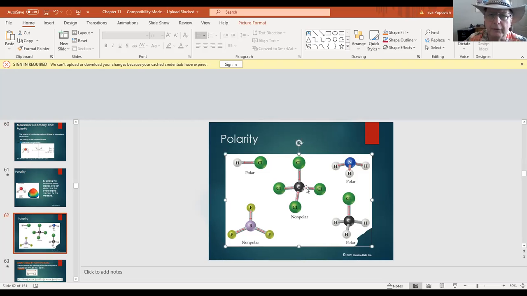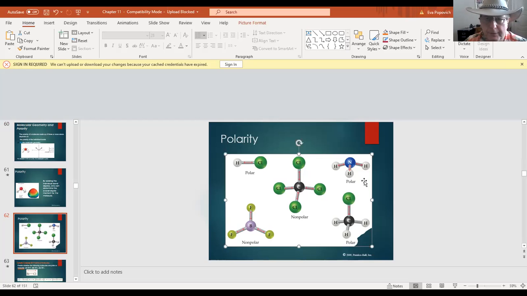On the other hand, Ian, is there a polar bond between carbon and chlorine? No. There's no polar bond between carbon and chlorine? No, there is, but they're symmetrical this time. Each one of these chlorines is pulling in an equal and opposite direction. The overall molecule is symmetrical. So if the overall molecule is symmetrical, even though we have polar bonds, carbon tetrachloride, which is this molecule, is not polar.